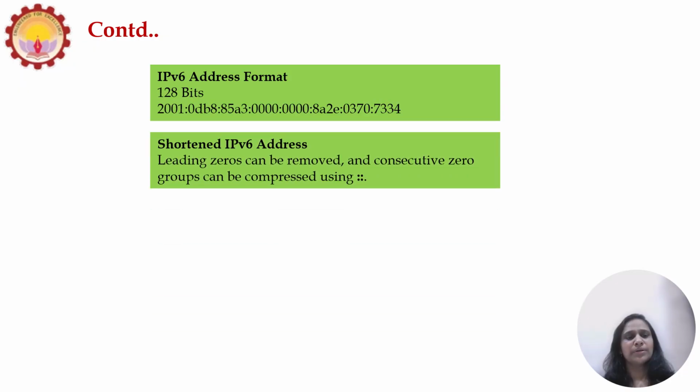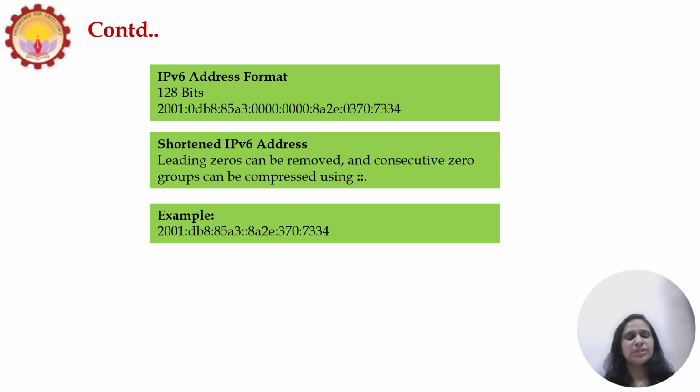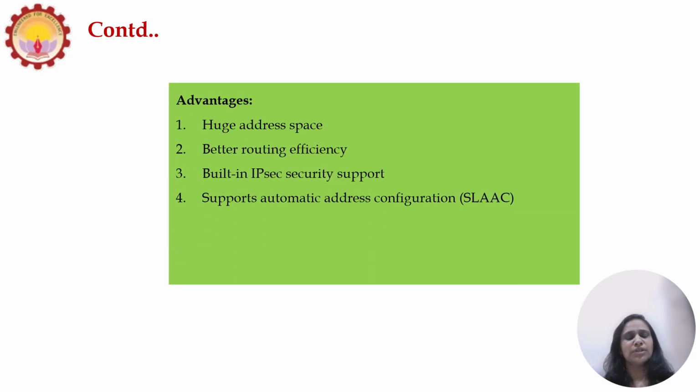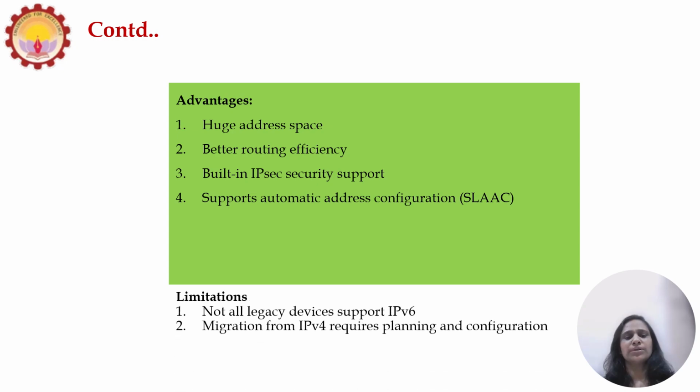This IPv6 address format can be shortened. How? Leading 0s can be removed and consecutive 0 groups can be replaced by using these double colons. So the same address can be written like this. Then some of the advantages of IPv6: huge address space, better routing efficiency, built-in IPsec security support. It supports automatic address configuration.